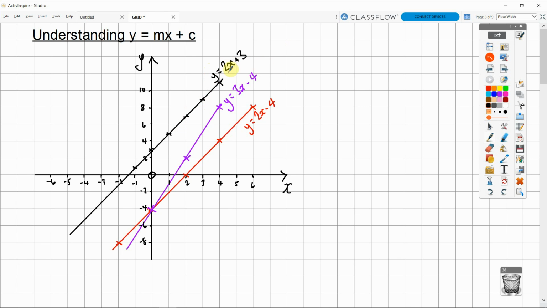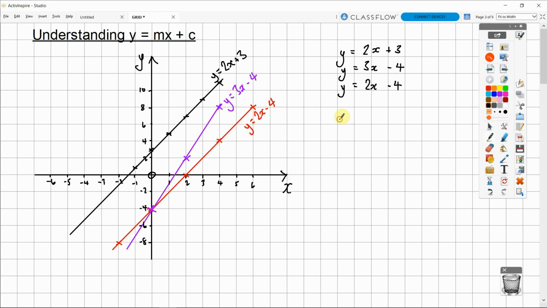But all of these pieces of algebra here, let's write them out underneath each other. y equals 2x plus 3, y equals 3x minus 4, and y equals 2x minus 4. These all produced straight lines.